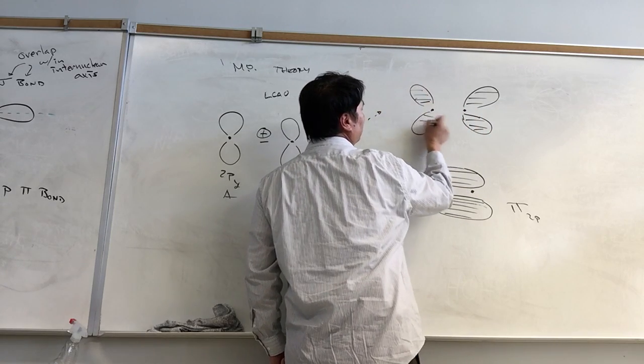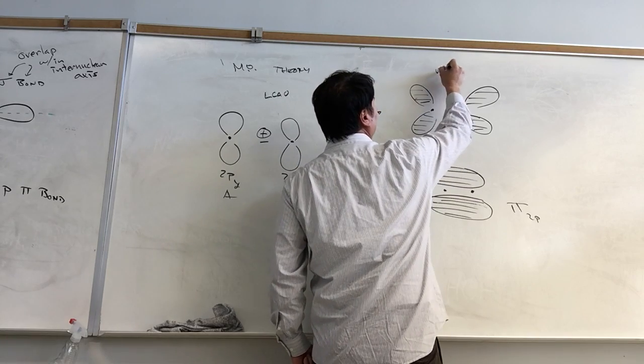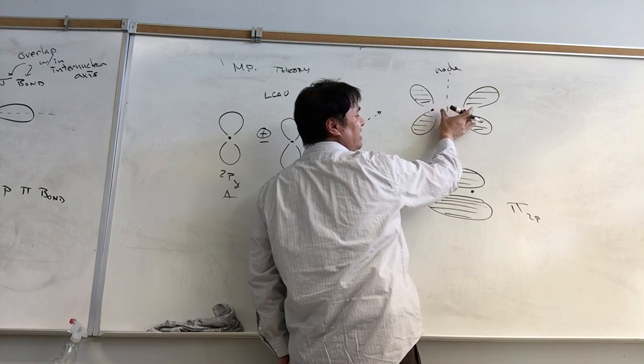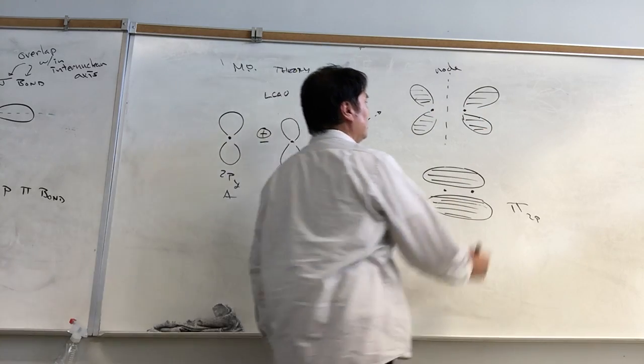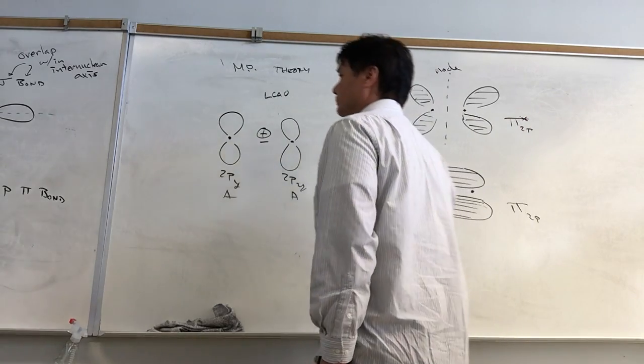So this is looking like a 4-leaf clover. There's going to be a node here. No electron density. So basically the two nuclei are going to see each other and the two atoms will separate. And so this is an anti-bonding MO, pi star 2p, anti-bonding.